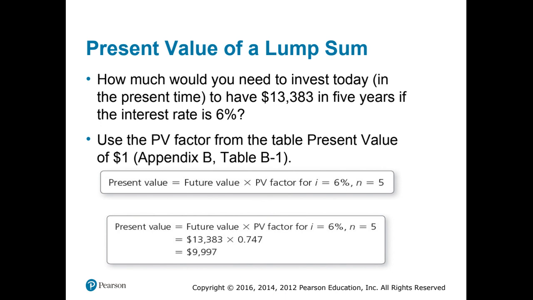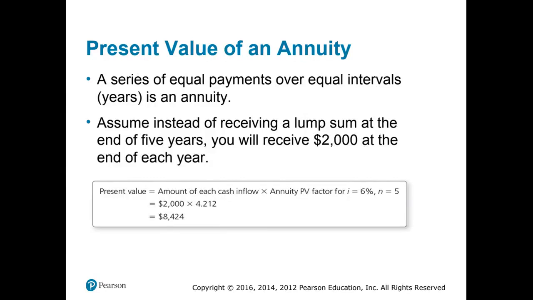All right, present value of an annuity. A series of equal payments over equal intervals is an annuity. Assume instead of receiving a lump sum at the end of 5 years, you receive $2,000 at the end of each year. So we've got our present value equals the amount of each inflow times the annuity present value factor for I, which is 6%, and the number of periods is 5.